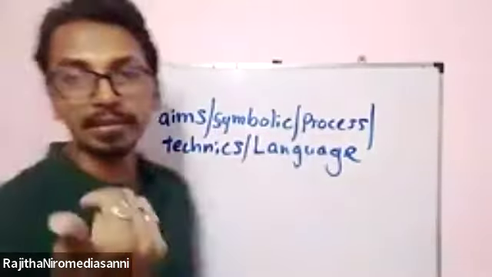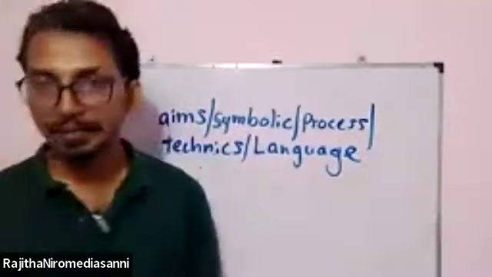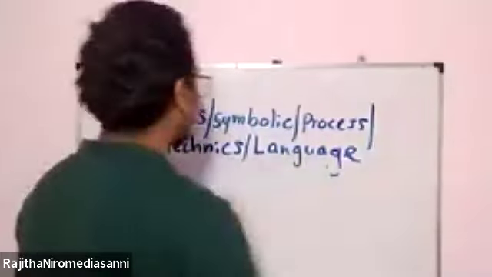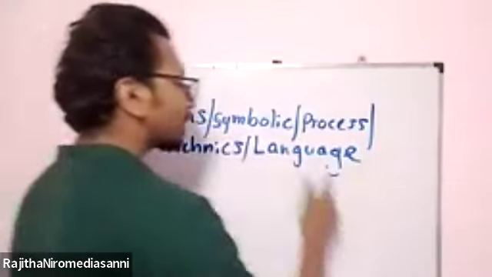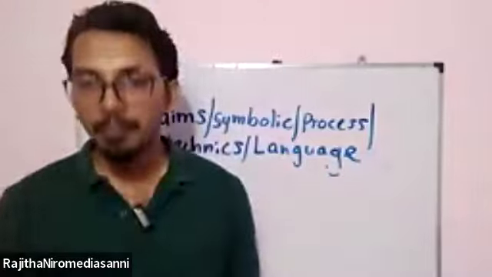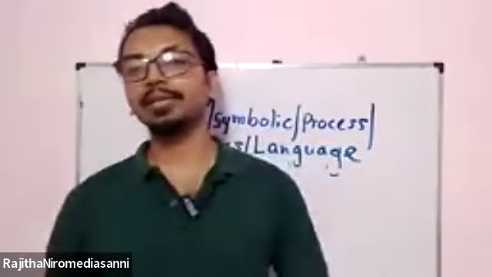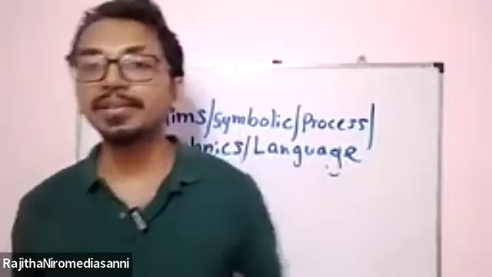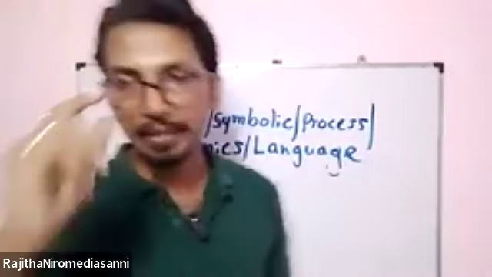There are seven natures. You can see that in the handout. If you turn to the other page, you can see several types of ideas. We have to explain that at that time. But before that, please note down aims, symbolic ideas, process ideas, techniques, language. Not only that, some other things are there. But just to get the idea, nature means the background of the communication. What is the surrounding? What is the environment of the communication process? That is the idea.